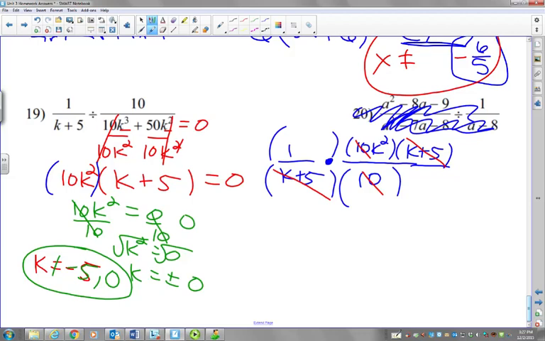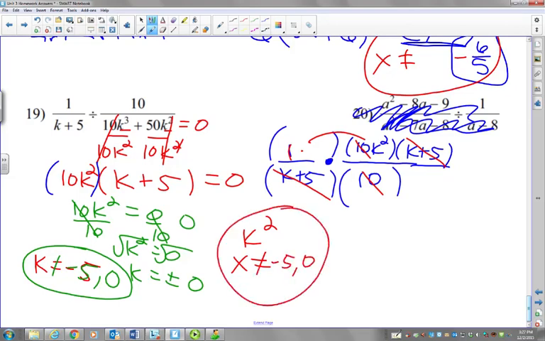And 1 times k squared is just k squared. So the answer is just k squared. And the exclusion is k can't equal negative 5 or 0. Nailed it. And so there's your answer for number 19.